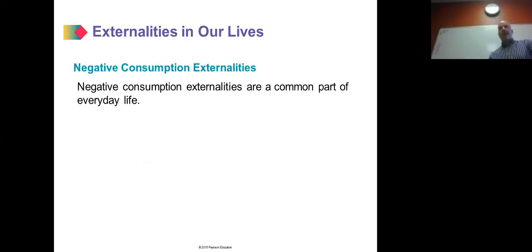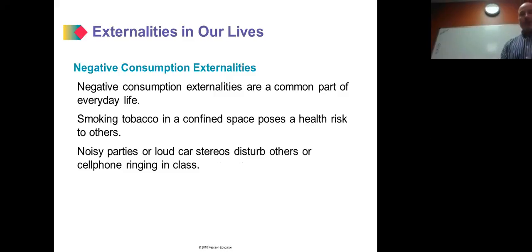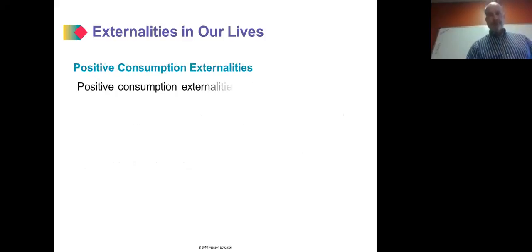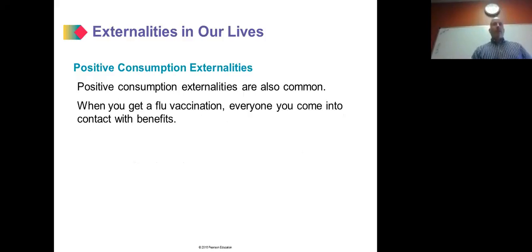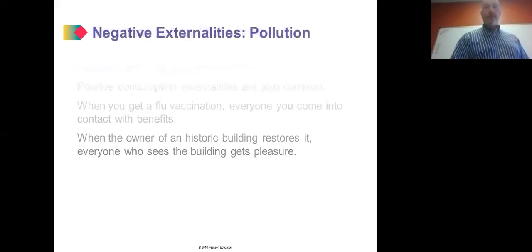Negative consumption externalities are a common part of everyday life. Smoking tobacco in enclosed spaces poses health risk to others. Noisy parties or loud car stereos disturb others, or cell phones ringing in class. Positive consumption externalities are also common. Getting a flu vaccine not only helps protect our own health, but helps protect the health of our neighbors and our communities. When the owner of a historic building restores it, everyone gets to see the building. Everyone gets pleasure from the building.